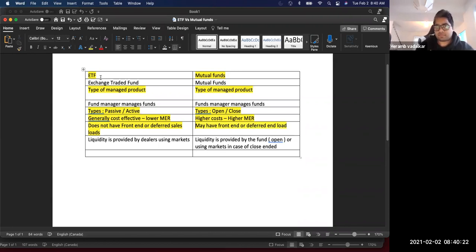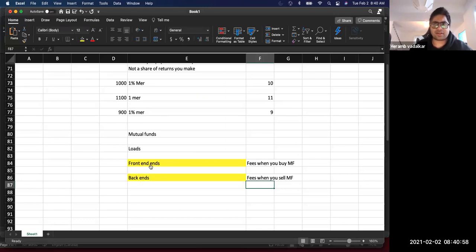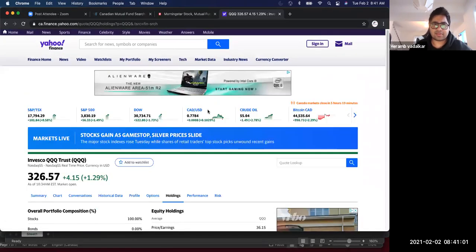Okay. In an ETF, liquidity is provided by a dealer using stock markets. In a mutual fund, depending on whether it is open-ended or closed-ended, liquidity is provided by the fund if it is an open-ended fund, or liquidity is provided by the market if it is a close-ended fund. The problem with close-ended funds is that they can trade at significant premiums or discounts to their net asset value. Now let's look at certain types of mutual funds that you can buy, and then we can go to ETFs, common ETFs that are bought and sold.